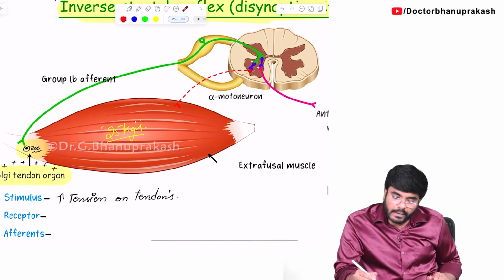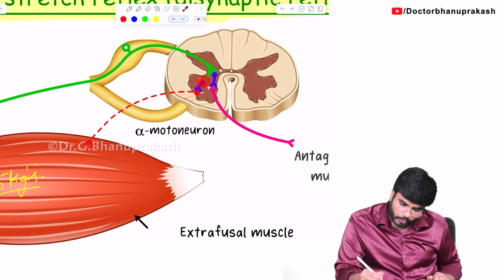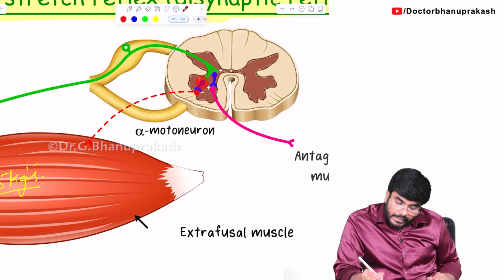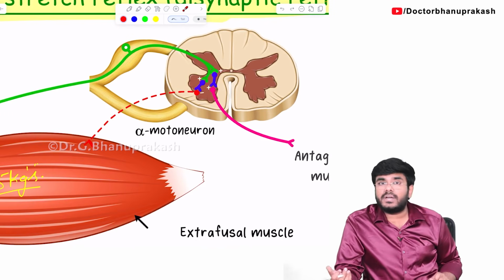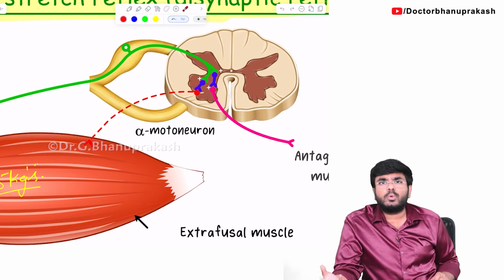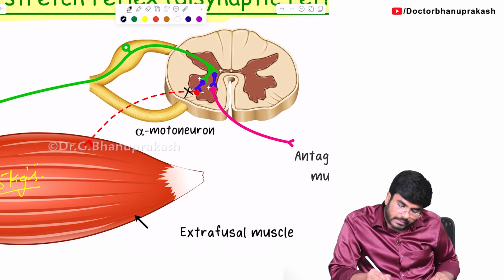Now, this 1B fiber, where is it going? It is going and synapsing onto an inhibitory interneuron. You can see this blue color neuron. The blue inhibitory interneuron is activated. The plus symbol means activation. You always know an inhibitory interneuron inhibits things. So now this inhibitory interneuron is going to inhibit the lower motor neurons.